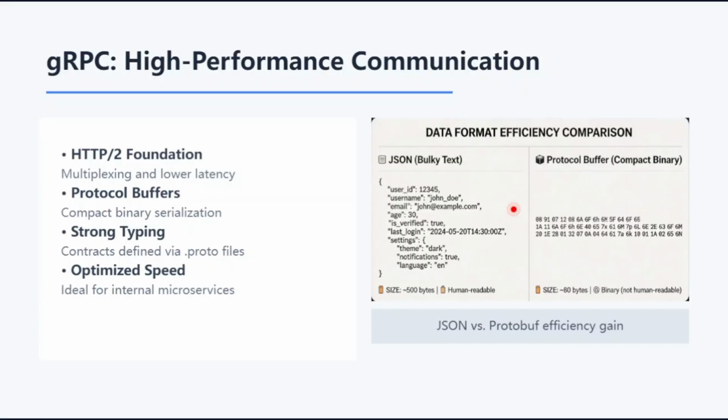This is why gRPC is the ideal choice for internal service-to-service calls, what we call east-west traffic, where performance is the top priority. It also uses strongly typed contracts through proto files, so there's never any doubt about what data is being sent. So, we have REST for the public web and gRPC for internal speed. Next, let's put them side by side to see exactly when you should choose one over the other.